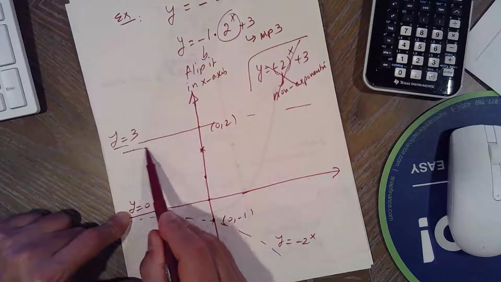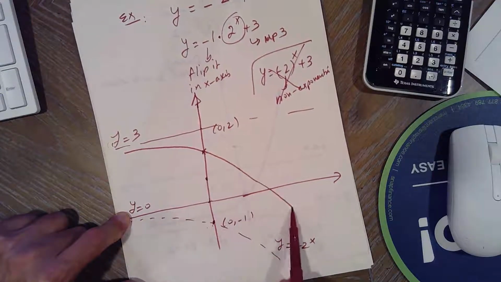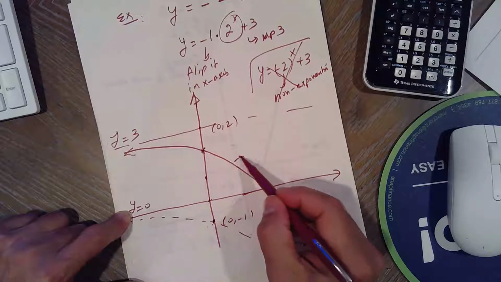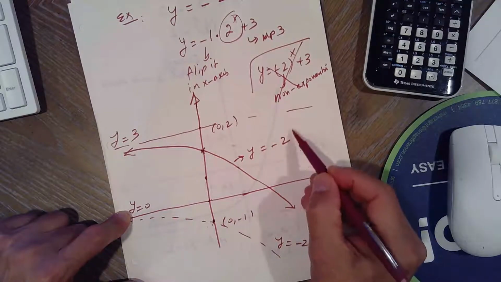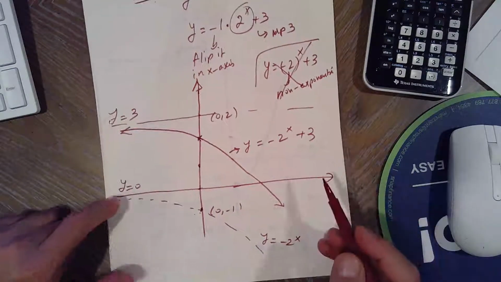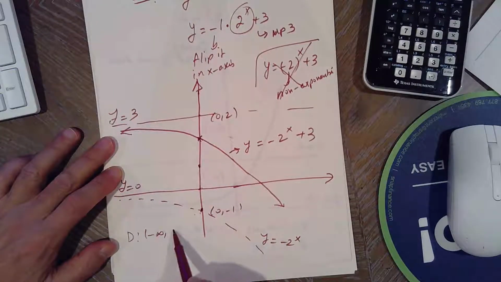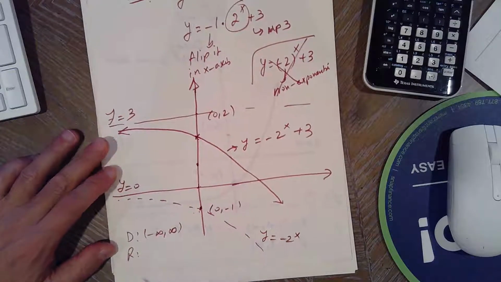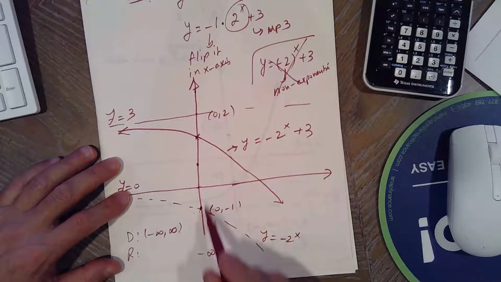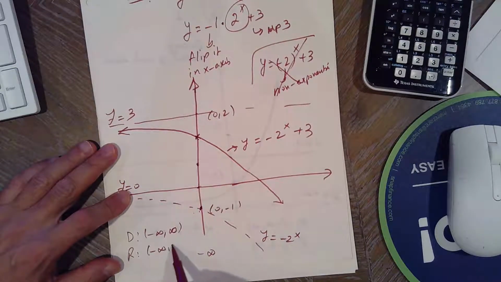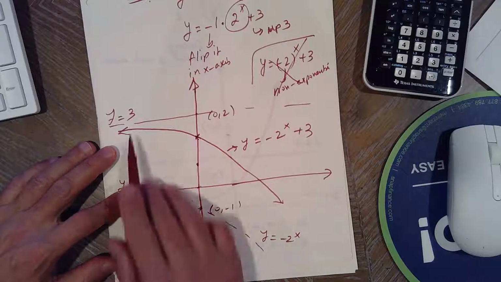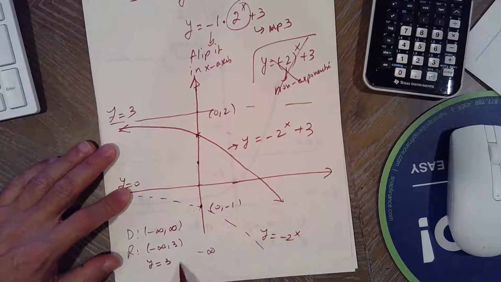And then you copy and paste. So this would be y equals negative 2 to the x plus 3. And then domain is, as you can see, always negative infinity to infinity. Range, though, it's going to be from negative infinity all the way to 3. And asymptote is y equals 3, the horizontal asymptote.